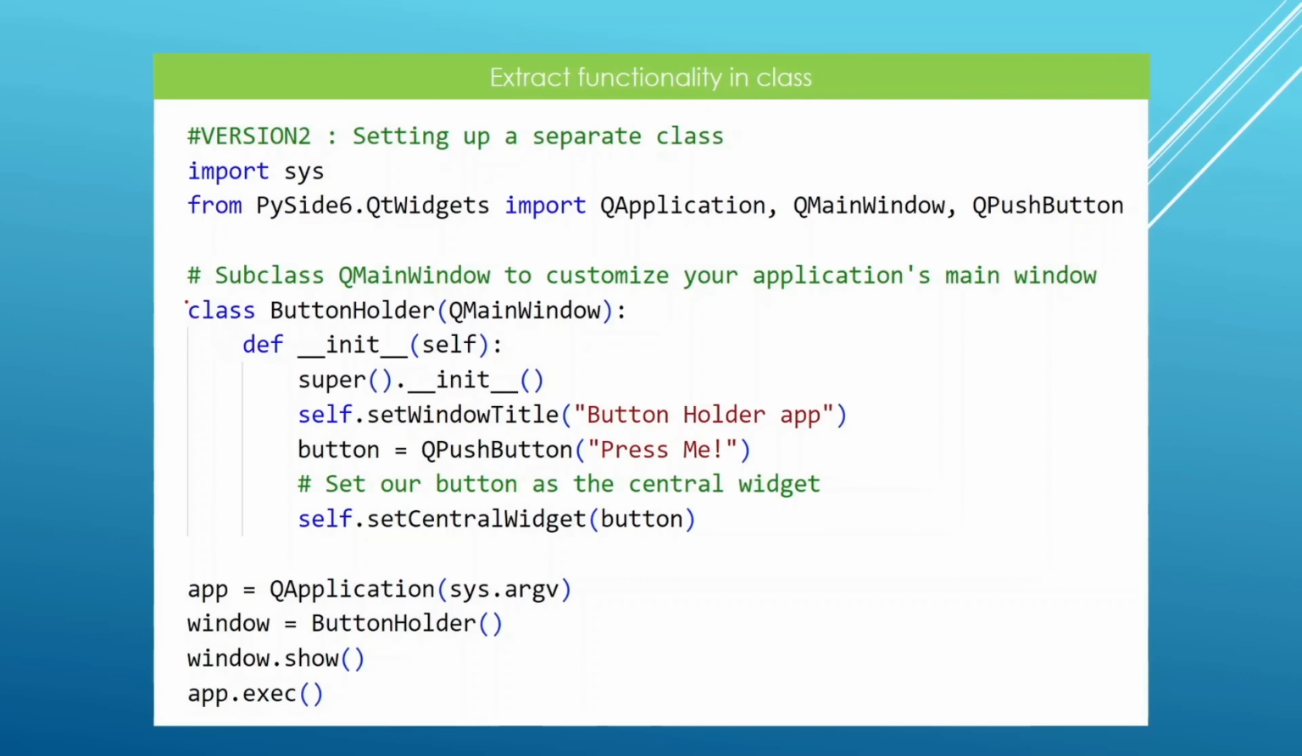So we will create a class in Python. The class is going to be named ButtonHolder, as you see right here. And it's going to be inheriting from QMainWindow. We will give it a constructor.